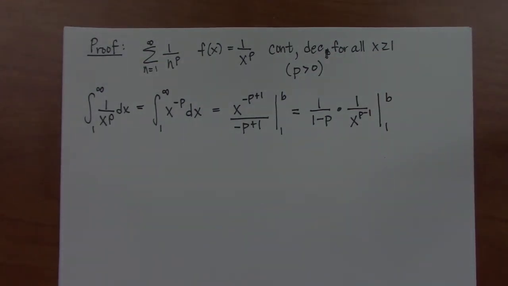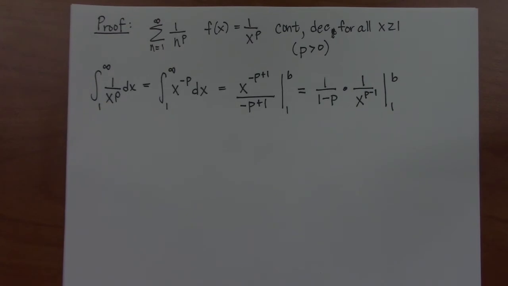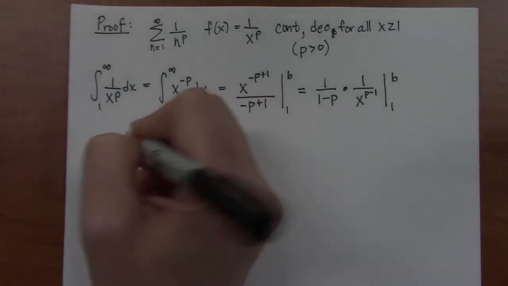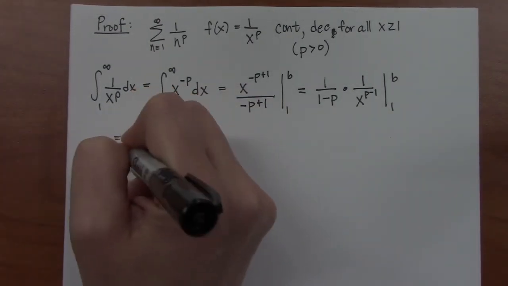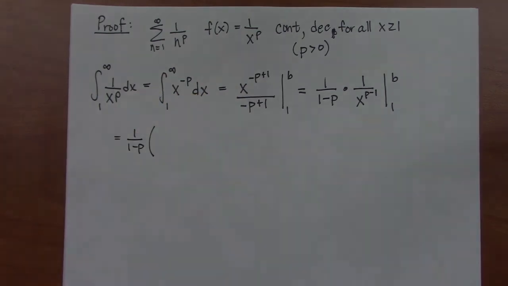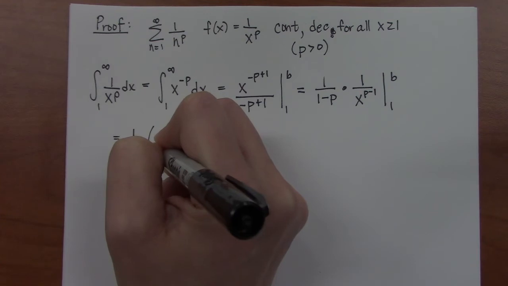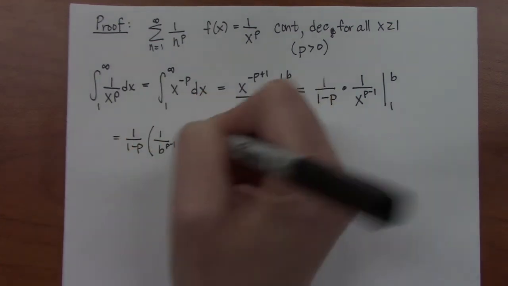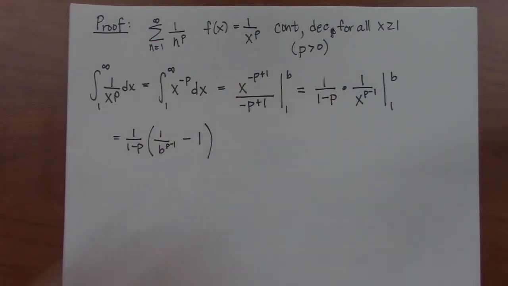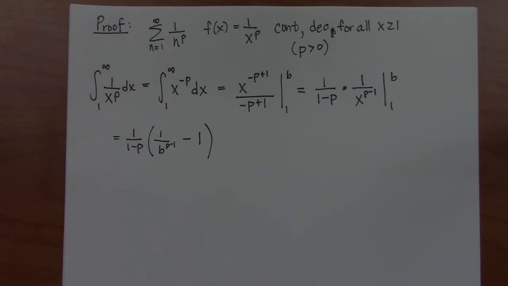And the reason I want it back in the denominator is that it's easier for me to evaluate the limit. I can see when it's going to 0 or not, because we don't have real numbers here to deal with. So when I evaluate this, I'm going to get 1 over 1 minus p as the constant. I'm just going to pull that out front. And I have 1 over b to the p minus 1 minus 1, because when you plug 1 in, 1 raised to any power just comes back as itself.